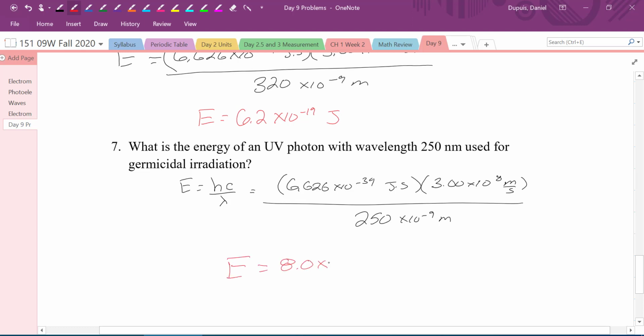So hopefully that explains c equals lambda nu and E equals h nu, and gives you ideas how to work with the problems, and how to work with the calculator to make sure you get the right exponent, because that's very important.